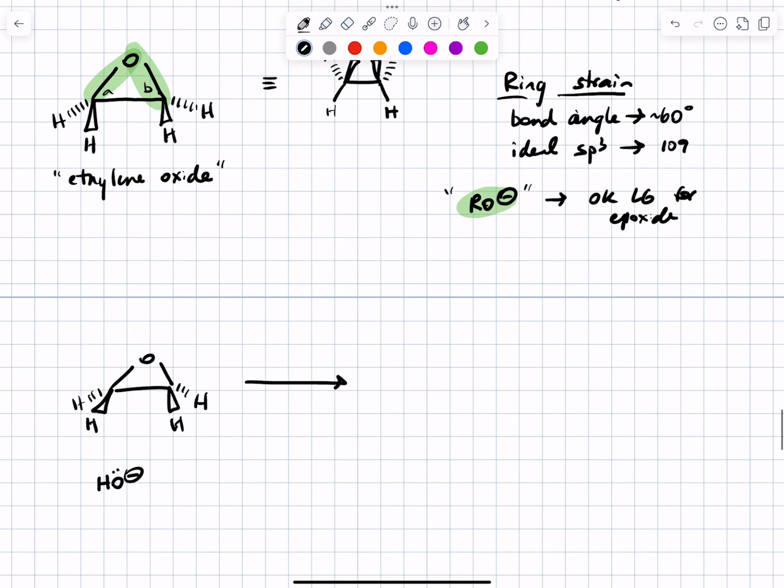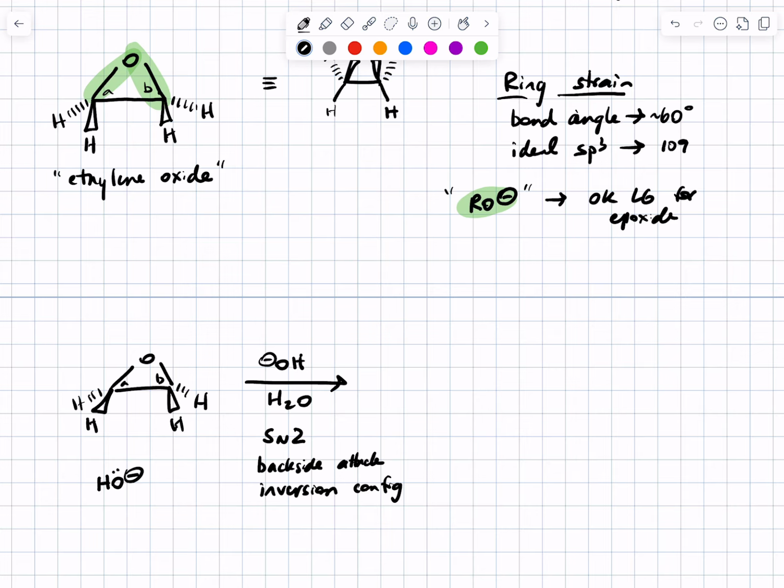So yeah, let me show you. We would use OH minus, and this would be in an aqueous solution. OH minus could attack. And the mechanism of epoxide opening is SN2, meaning we're going to have backside attack. And if there are stereochemical issues, here in this particular example there are not, but if there are, we're going to see backside attack with inversion of configuration.